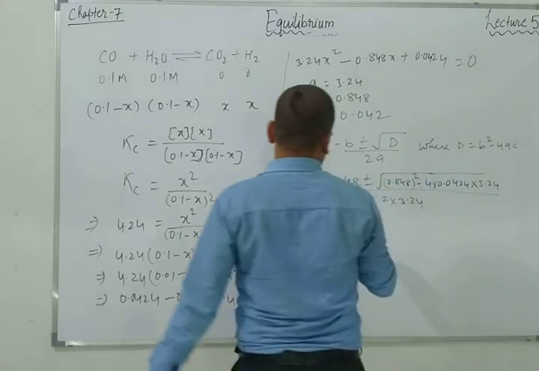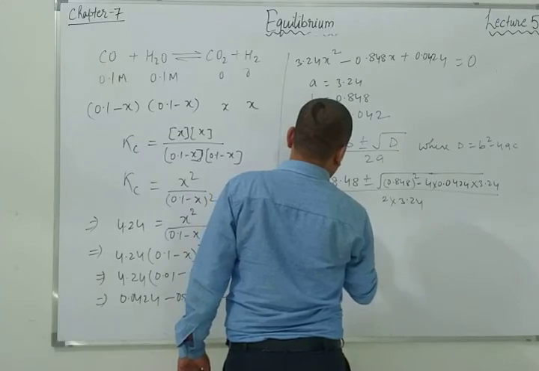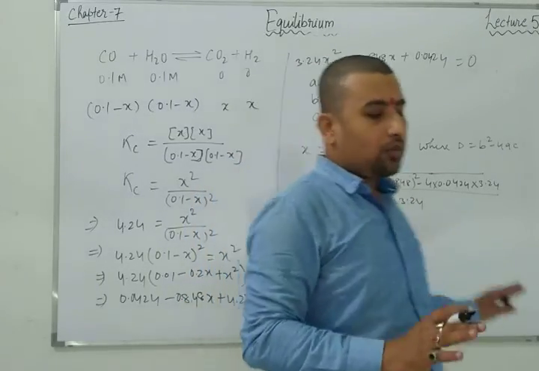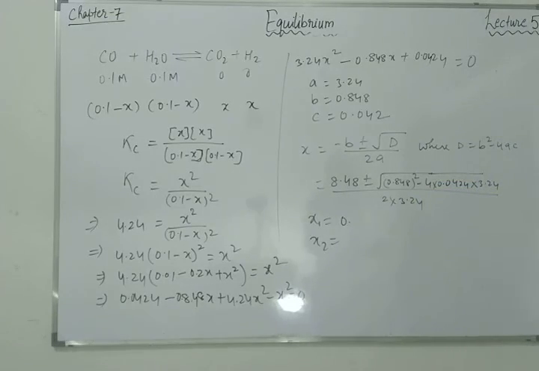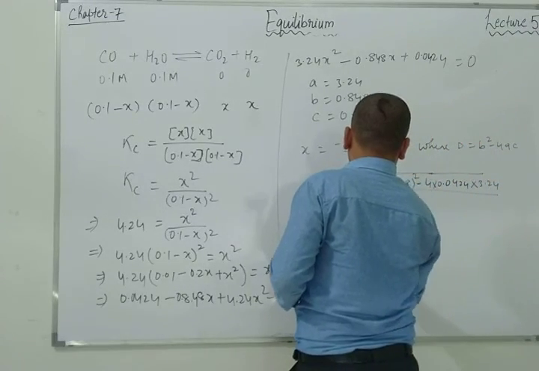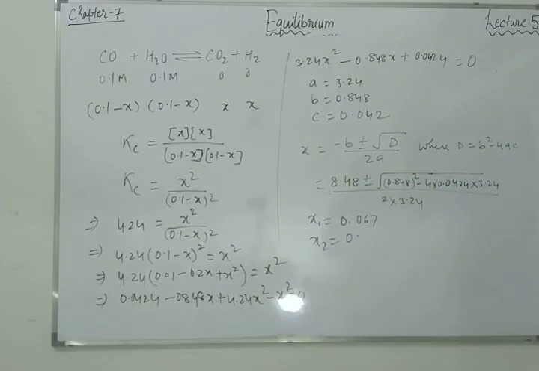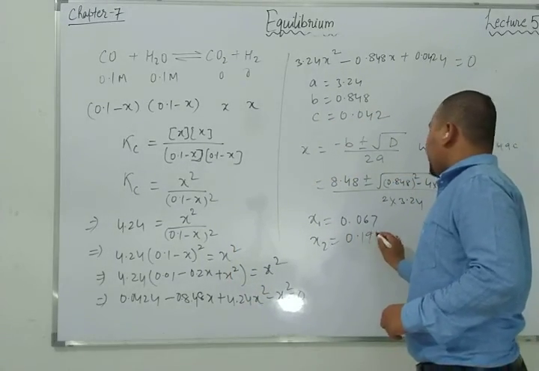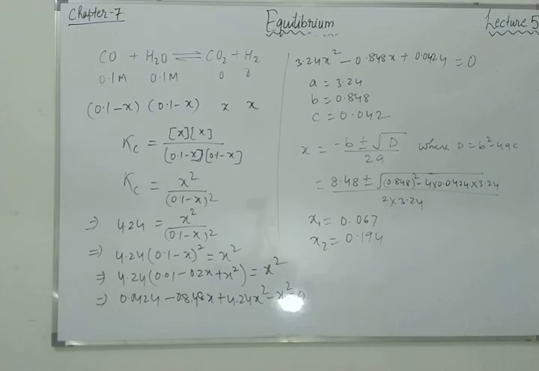So x1 and x2 values are 0.067 and 0.194. Now these values, what are we calculating? We are calculating the value of x. Now 0.194 should be neglected because it will give a concentration of reactant which is more than the initial. You can see the initial is 0.1, and x2 is 0.194, so it will be neglected. So the x value will be 0.067, right?